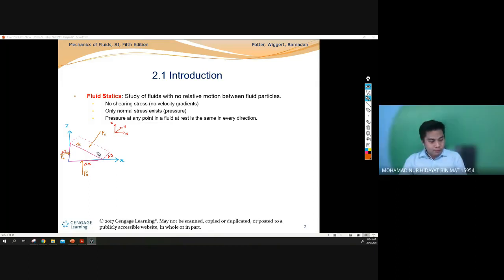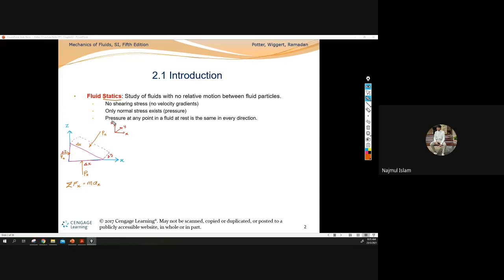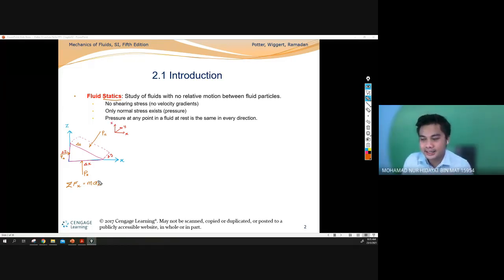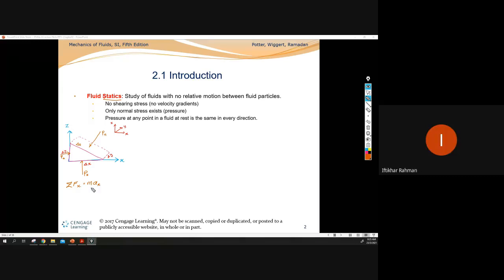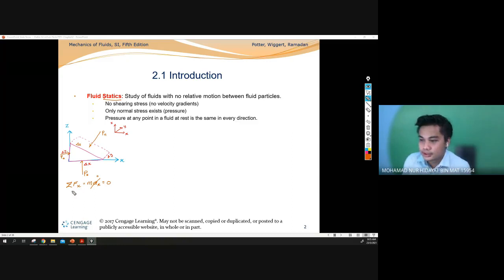Before we proceed, since this is static, let's use Newton's second law, which is the summation of force in x direction equal to mass times acceleration in x direction. Do we have acceleration here due to the static? No. So what is the value of acceleration in x direction? Zero. So the summation of force in x direction equals 0 because there is no motion at all. So what is the force involved?